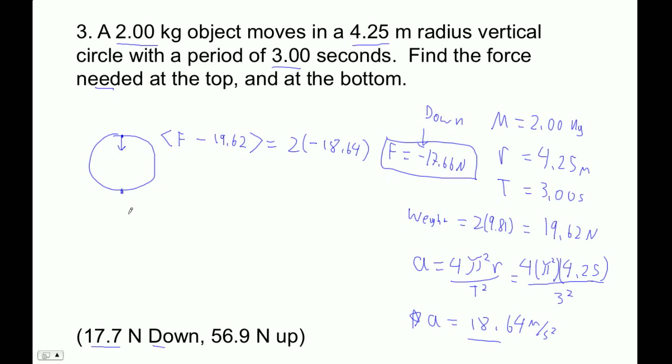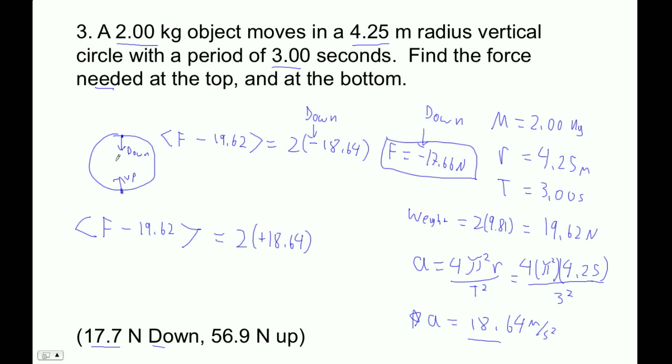And then at the bottom, this is easy. We can just set up the same exact expression: force minus weight. The only thing that changes, because of course there's a lot more force at the bottom, is that this acceleration that was negative at the top, down, at the bottom it'll be up. So 2 times positive 18.64. Let's try that on. At the bottom you're accelerating up. At the top you're accelerating down.